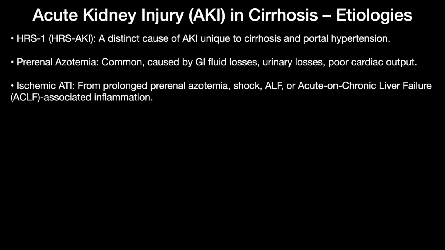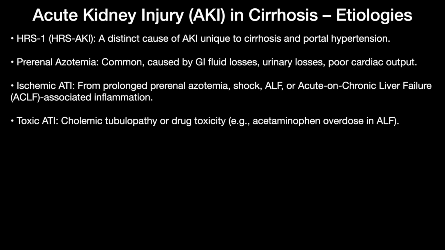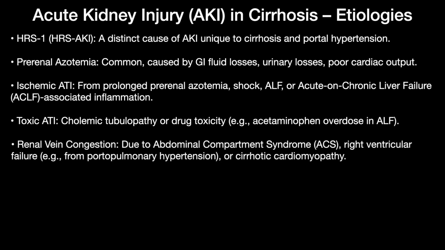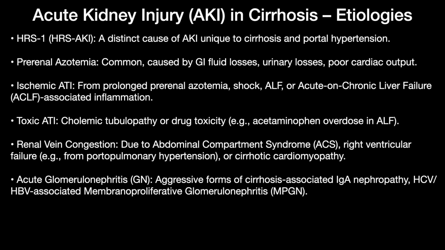You can have ischemic acute tubular injury, which can be because of prolonged prerenal azotemia, patients being in shock, acute liver failure, acute and chronic liver failure associated inflammations. You can have toxic acute tubular damage, which can be because of cholemic tubulopathy or drug intoxication. Renal vein congestion, which is due to the abdominal compartment syndrome, right ventricular failure, or cirrhotic cardiomyopathy.